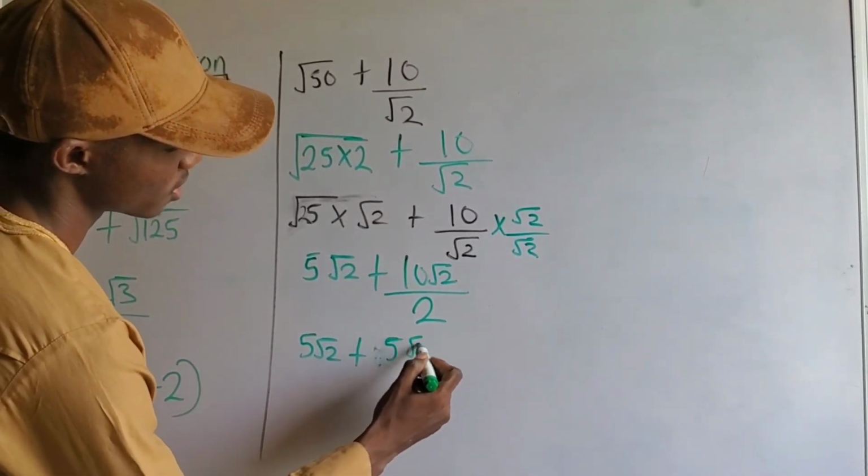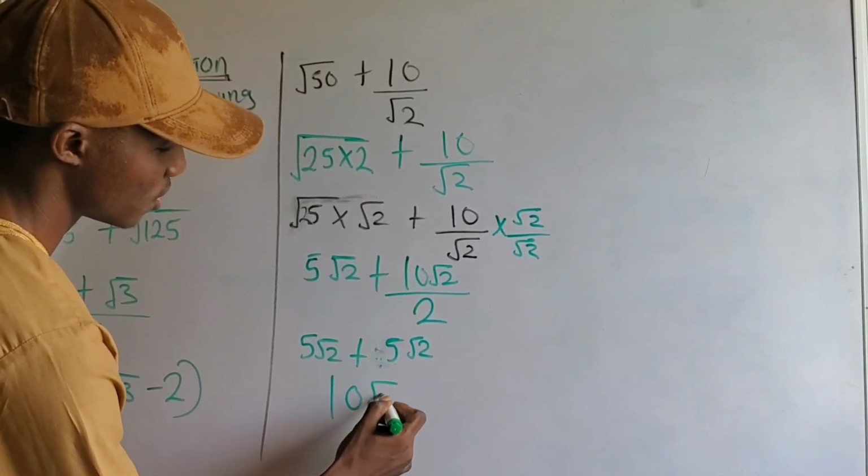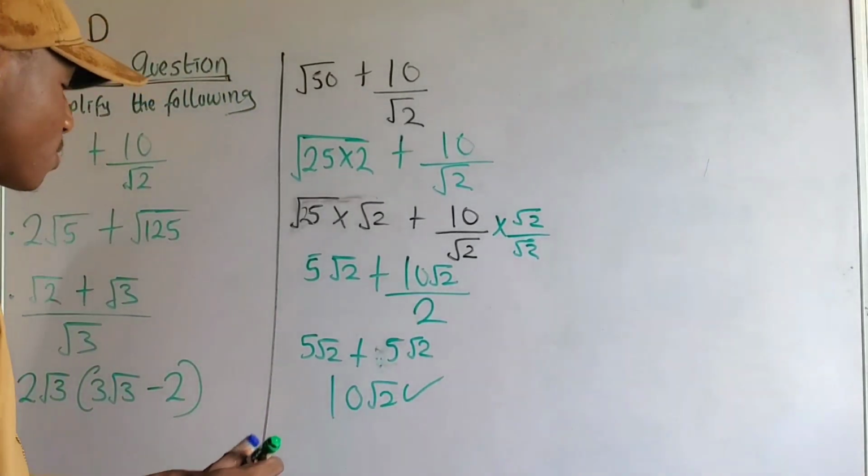5 root 2 plus 5 root 2, that is what? 10 root 2. That is the final answer, okay? Let's proceed to the second question.